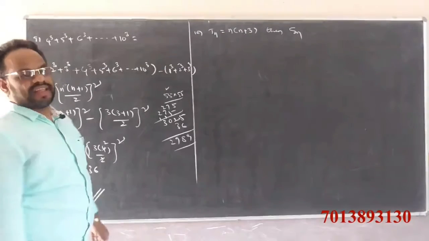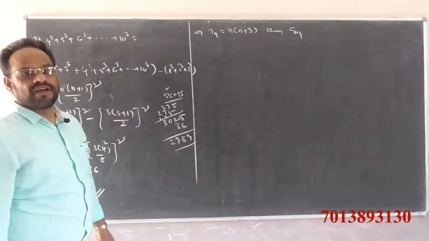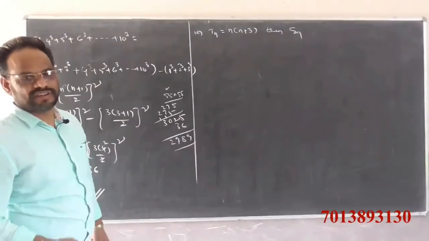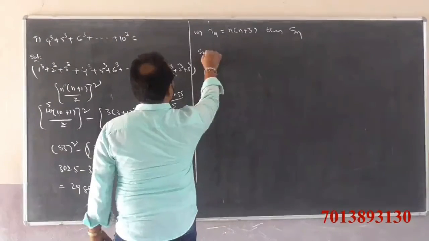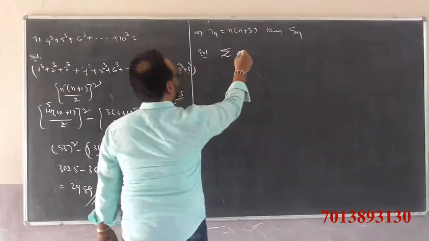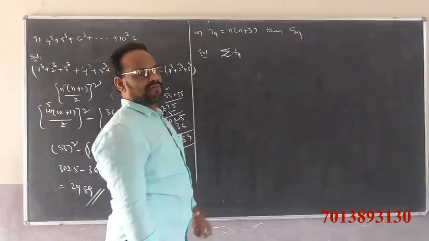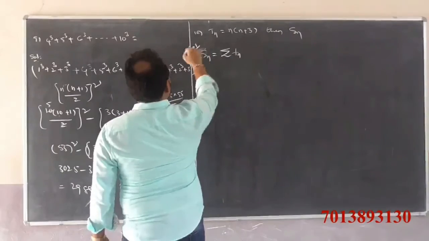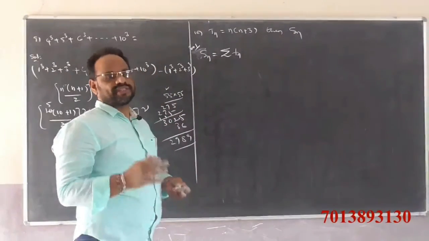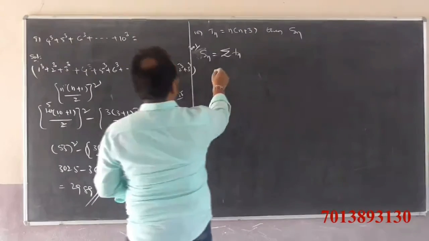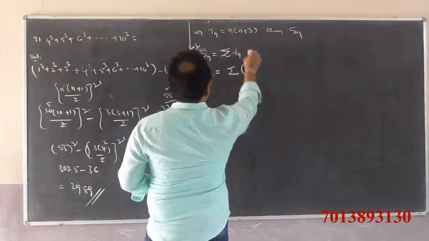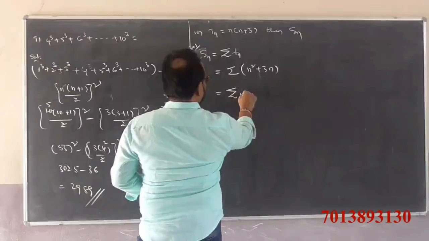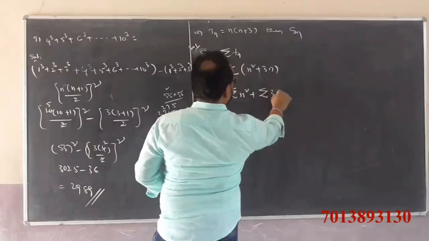Next, the 10th one. If the nth term of the given sequence Tn is equal to n into n plus 3, then what is the sum of the n terms? We want sigma Tn. Sum of n terms is nothing but Sn equals sigma Tn, that is T1 plus T2 plus T3 plus up to Tn. So Sn is equal to sigma n into n plus 3, which is sigma n square plus sigma 3n.